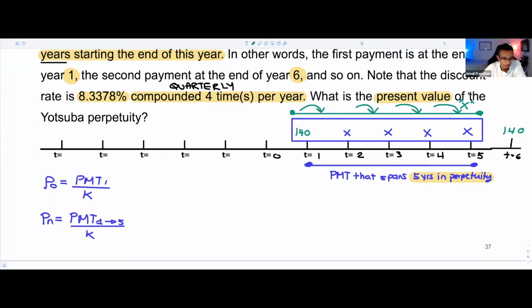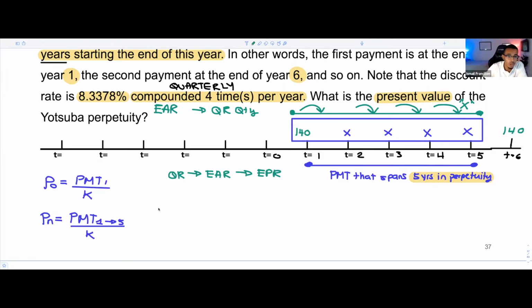But the thing is, in this question, we aren't given an effective annual rate. We were given a quoted rate that is compounded quarterly. So what we need to do is bring our quoted rate to an effective annual rate, and then we can change it to an effective periodic rate.